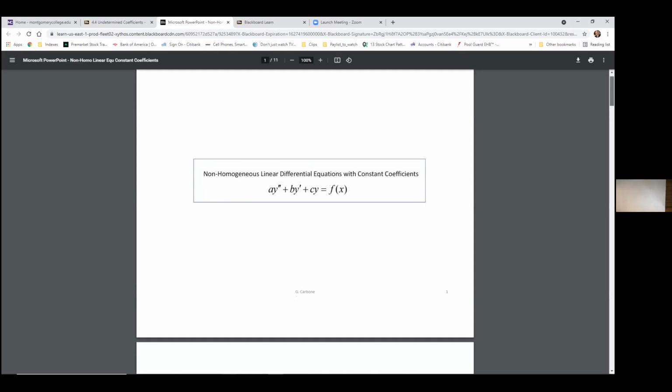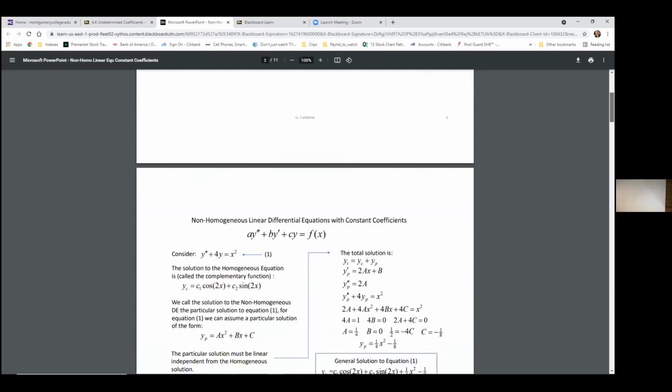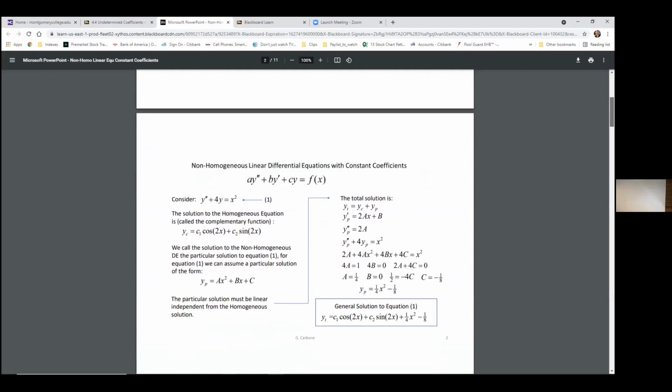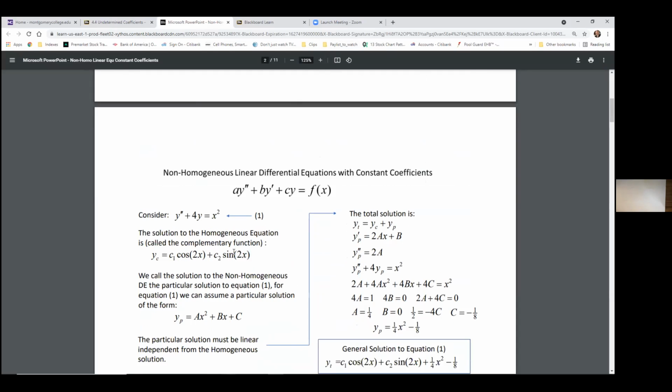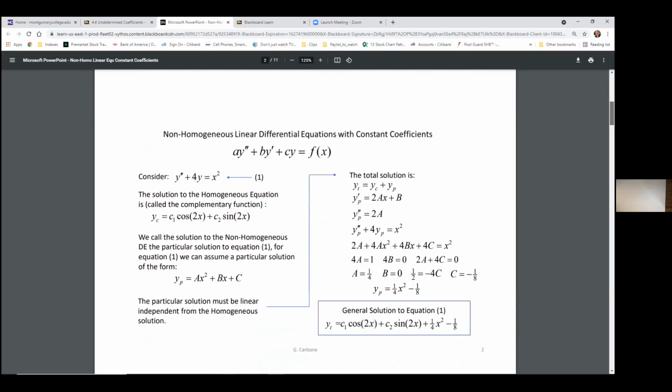Okay, so now we're solving the non-homogeneous differential equations. Here's the problem in my notes that we just solved, where we found the complementary solution and then we assumed the particular solution. We'll learn maybe more about this tomorrow, but the particular solution must be linearly independent from the homogeneous solution. So we got our constants. This is what I just did.